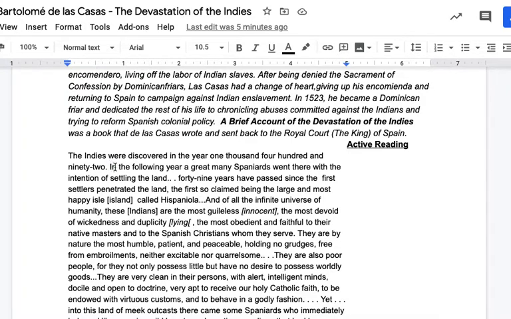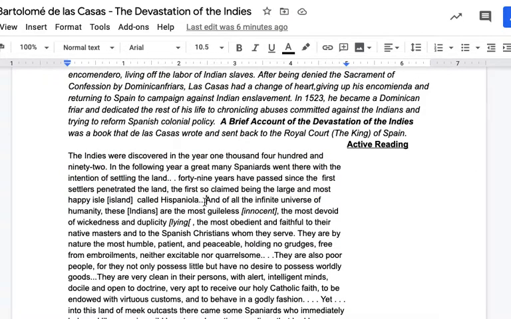In the following year, a great many Spaniards went there with the intention of settling the land. 49 years have passed since the first settlers penetrated the land, the first being the largest and most happy island called Hispaniola. So he says, 49 years ago, Spaniards came here, and they settled, and in the last 49 years, a lot of Spaniards have moved here and taken land. So that's the first part of it.